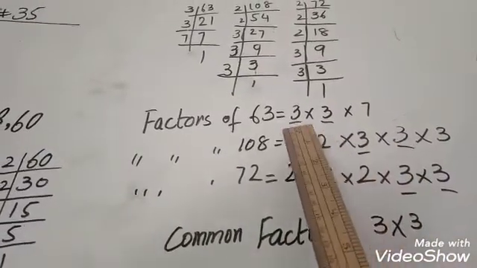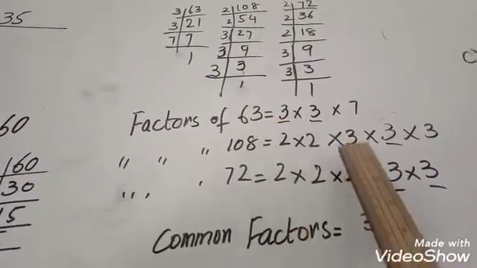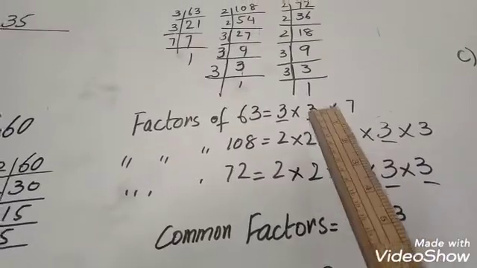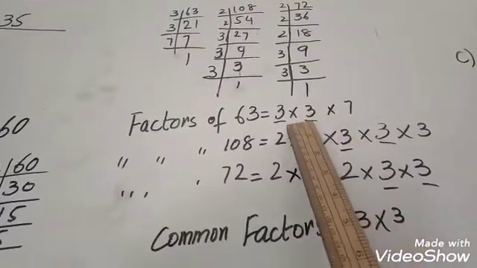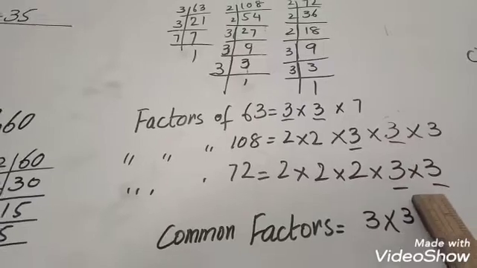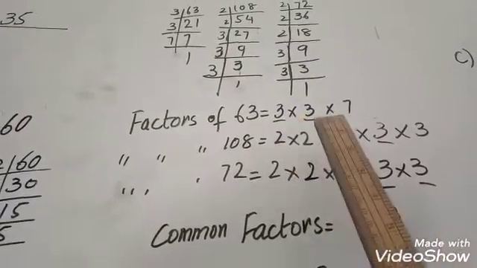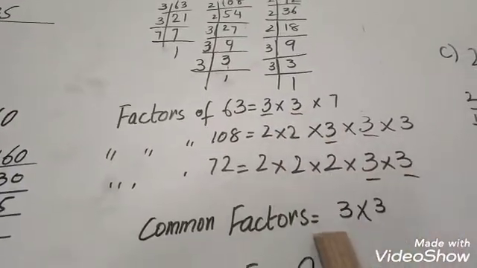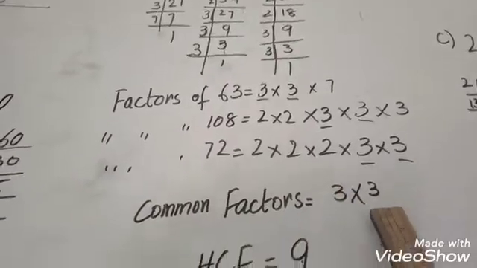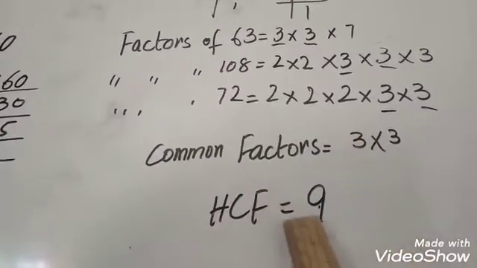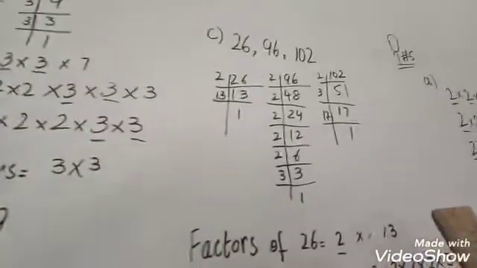Now we underline common factors. These 3 and 3 common, and next 3, these 3 and 3, these 3 common, 2 3 common in every number. So we write here 3 multiply 3, and HCF is 9. C part is also same.